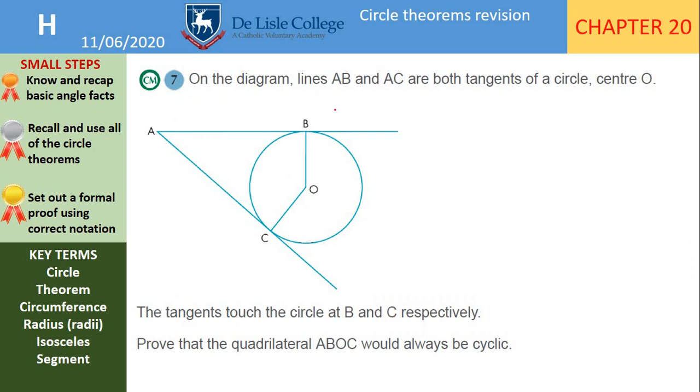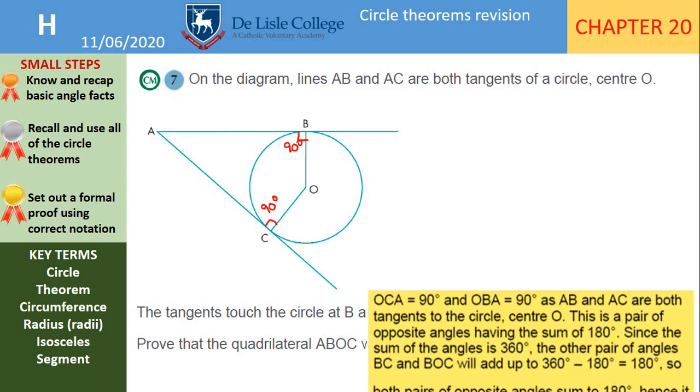Question 7. On the diagram, lines AB and AC are both tangents of a circle centre O. The tangents touch the circle at B and C respectively. Prove that the quadrilateral ABOC would always be cyclic. So we want to prove that the opposite angles add up to 180. Well, we know a radius meets a tangent at 90 degrees. So I know that both of these are 90. Now these are opposite angles, and they add up to 180. So these must also add up to 180 because the angles in a quadrilateral add up to 360.